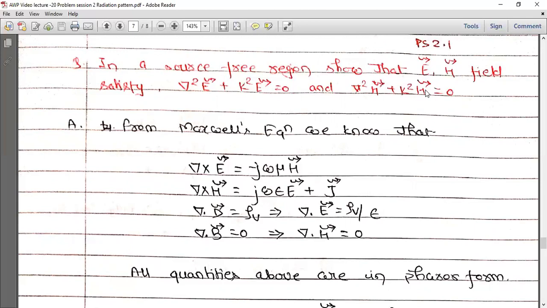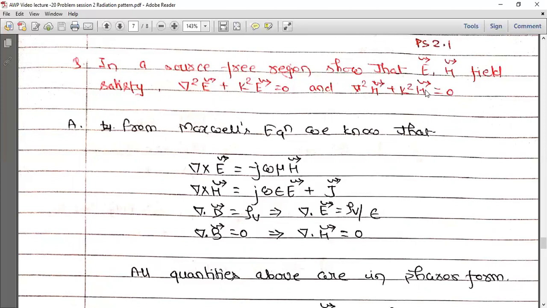What is the meaning of this question? The meaning of the question is that suppose there exists an electromagnetic field in the space in a particular region, and the region is source free. Source free means there is no current density, there are no free charges, nothing is available. It is completely vacuum, and the electric field intensity and the electromagnetic wave are present there.